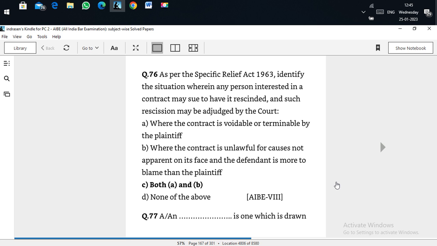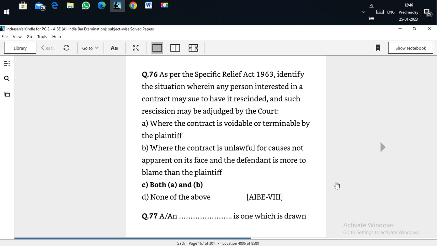As per the Specific Relief Act, identify the situation wherein a person interested in a contract may sue to have it rescinded, and such rescission may be adjudged by the court. In a case where the contract is voidable or terminable by the plaintiff, or where the contract is unlawful for causes not apparent on its face and the defendant is more to blame than the plaintiff.